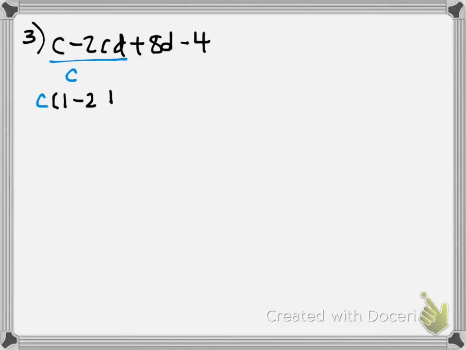Let's do it. C minus 2CD plus 8D minus 4. So we're going to look at the first two. What did C and negative 2CD have in common? A C. So if I factor out the C on that one, that gives me 1 minus 2D. And then what do they have in common in the second grouping? A positive 4. So if I factor out the positive 4, 8D divided by 4 is 2D, and negative 4 divided by 4 is negative 1.